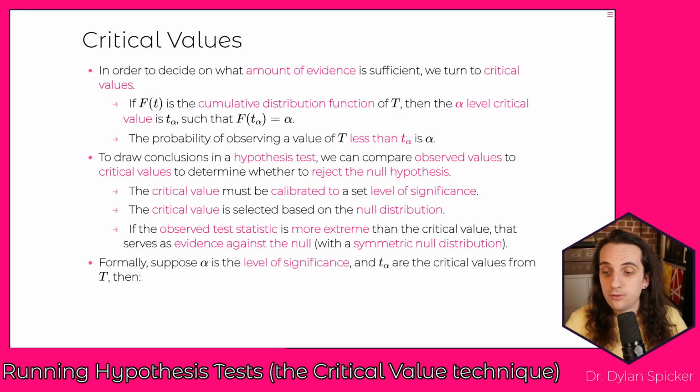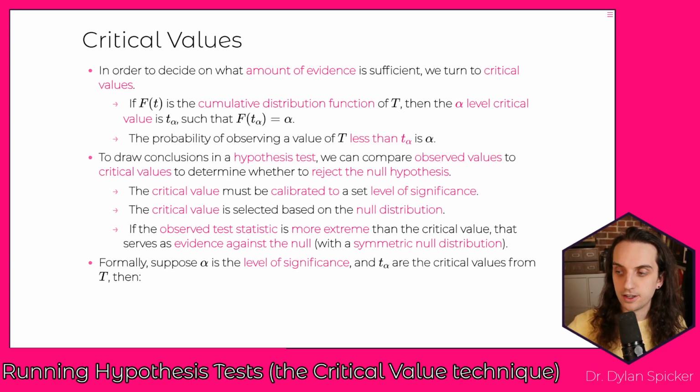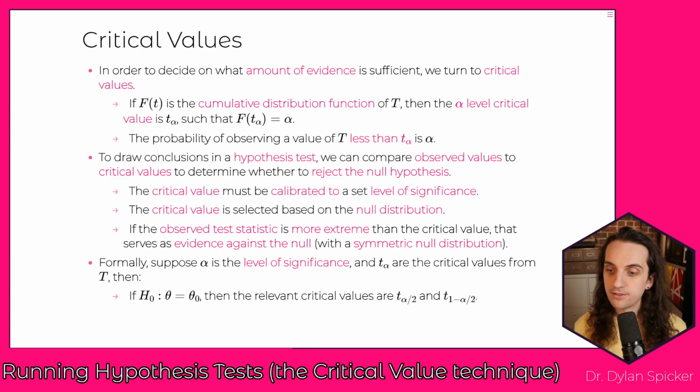So formally, if we want alpha to be our level of significance, then T_alpha are going to be the critical values from T, right? So if you take T_alpha, that is the critical value of T. Then depending on the hypothesis, we can figure out what critical values are the relevant ones for us. And so if we have a two-sided hypothesis test, then we're going to have two critical values. We're going to have one on the lower end, and if you observe something smaller than the lower one, then that's evidence against the null. Or if you observe something larger than the higher one, right? So if you're outside of the range of critical values. And in particular, we're going to take those to be T_alpha over 2, right?